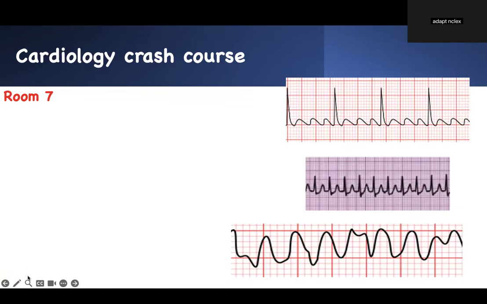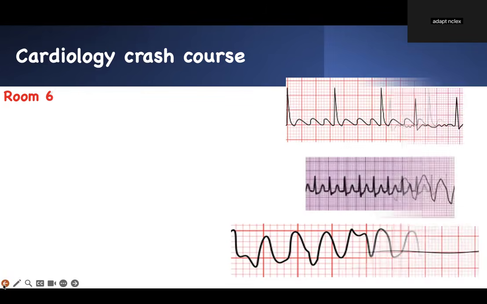You've taken care of what? 7 patients, 7 hard cardiology patients. Now you walk to your room 8, you feel like you're on top of the world. What do you see? 2 patients in the same room. We are in room 8. And room 8 is interesting. What is so interesting about them?